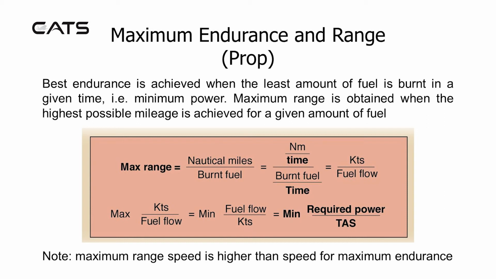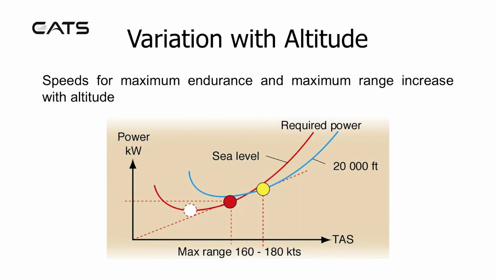Note maximum range speed is higher than speed for maximum endurance. Variation with altitude: speeds for maximum endurance and maximum range increase with altitude.